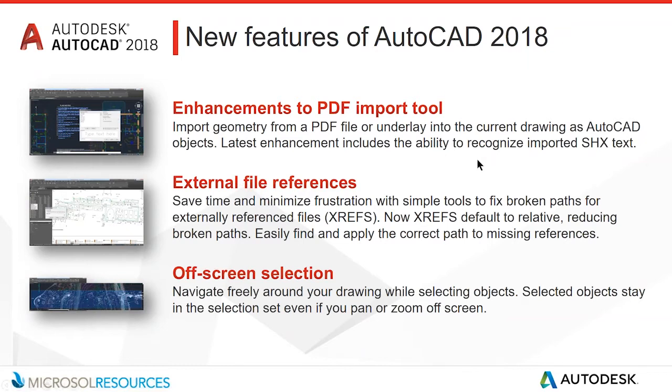So there have been enhancements to the PDF import tool. If you haven't updated any of the 2017 product, the 2018 product has some new enhancements built in for recognizing and converting SHX font. We'll talk about that in a minute if you haven't worked with the PDF files. External references used to, by default, be set up for absolute pathing, and now they're set up for relative pathing. And there are some ways to fix broken paths. I'm going to try to demonstrate that today, although I occasionally find the wrong folder, so just bear with me as I search for that particular folder.